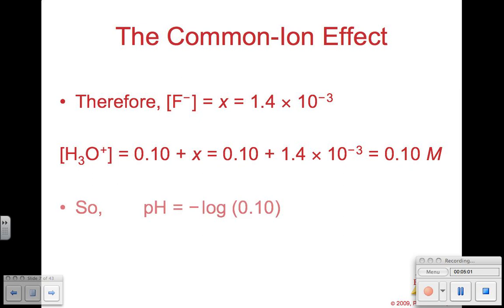Now, if we were to double check and make sure we could drop the X, or to find the pH, the H3O plus is equal to 0.10 plus X. Well, X is 1.4 times 10 to the negative third, and that's pretty small. Considering that we only have two significant digits, that leaves us with 0.10 molar for our concentration, and therefore taking the negative log of that gives us a pH of 1.